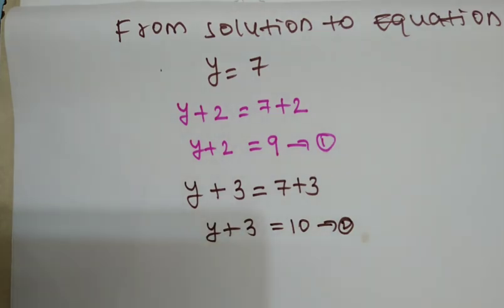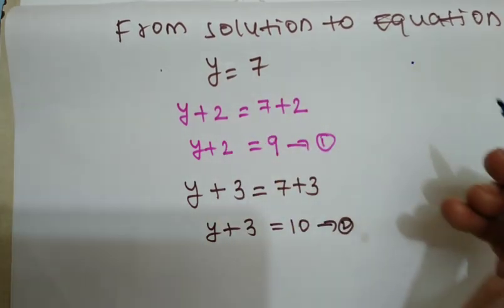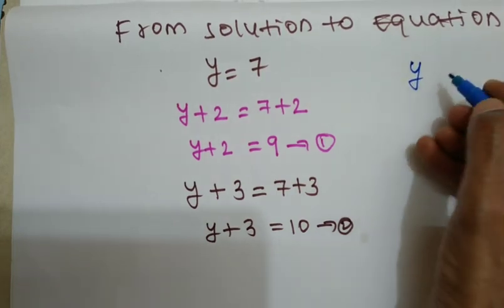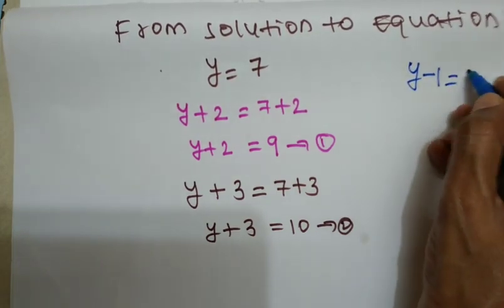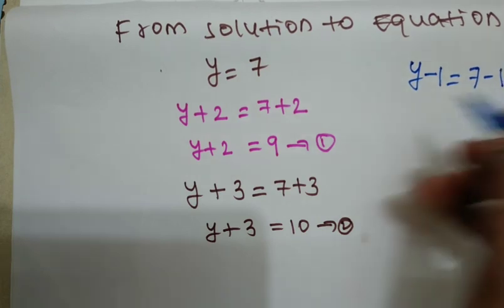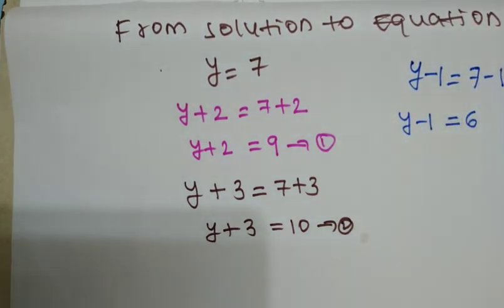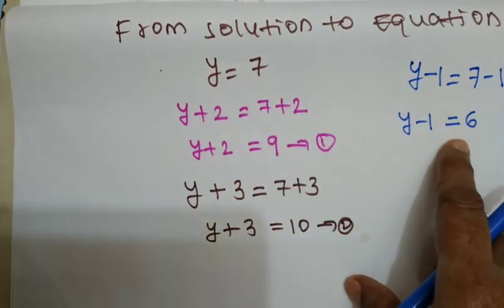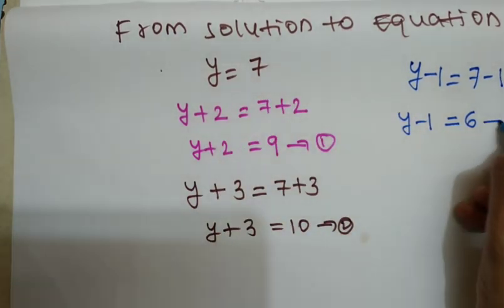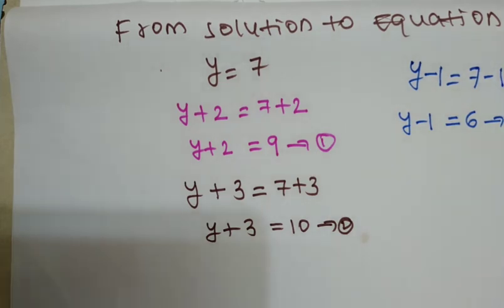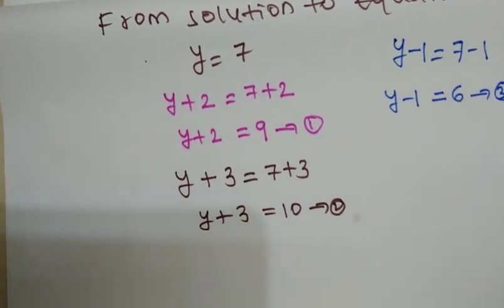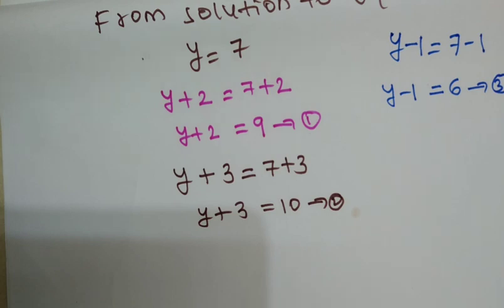Similarly you can subtract also. We have y equal to 7 given. Now I will subtract 1 from both sides, that is y minus 1 is equal to 7 minus 1. So what are you getting? y minus 1 is equal to 6, isn't it? So 7 is the solution of this equation also. Now we got a third equation.